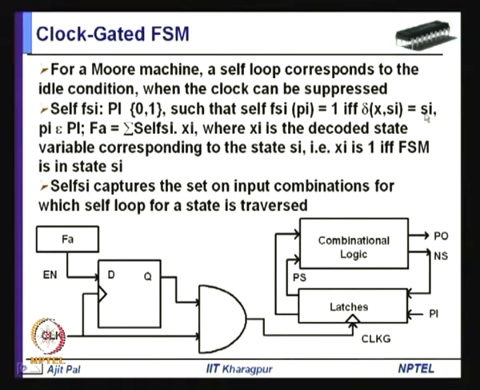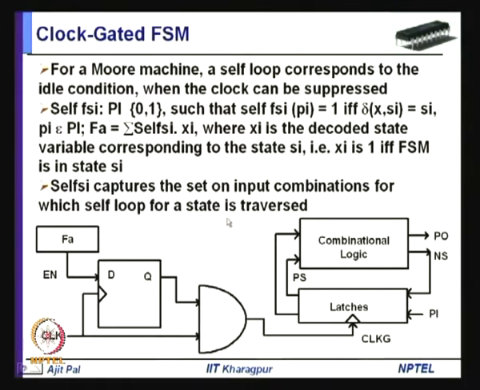That means the next state is S_I and the outputs also remain the same, and PI is part of the set of primary inputs. So, you can find an activation function f_a comprising all these self loop conditions, where x_I is the decoded state variable corresponding to the state S_I, and x_I is 1 if the finite state machine is in state S_I. So, Self_FSI, that is the self loop condition, captures all the set of input combinations for which a self loop for a state is true.